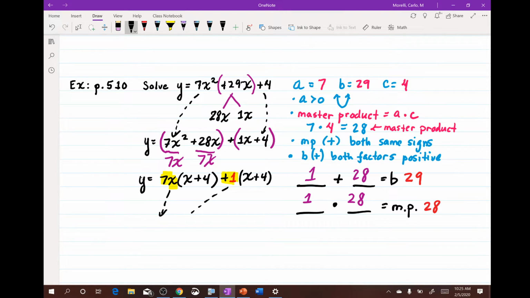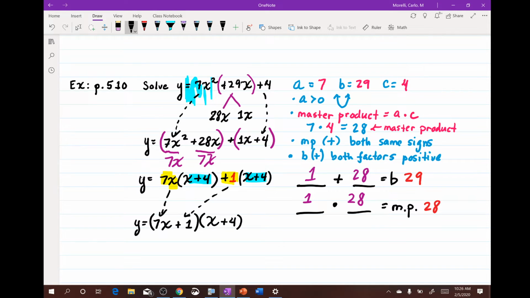These two homeboys come and hang out together now. So now y equals 7x plus 1. And now put those in parentheses. Open parentheses. And now what you're going to do is, you see these two are exactly the same? That means that our other factor is x plus 4.